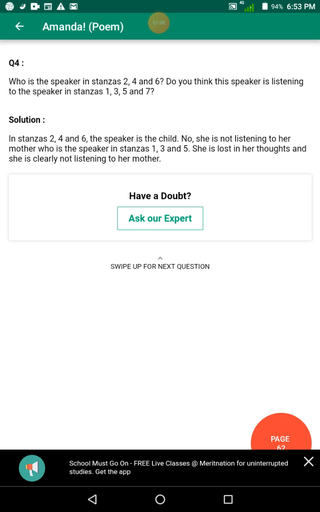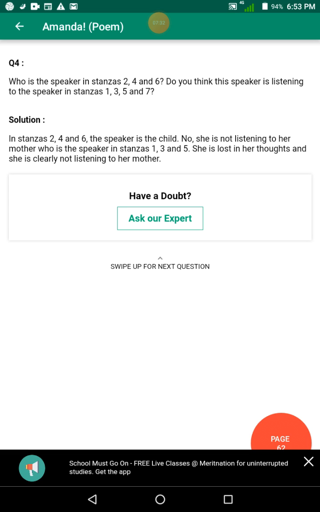Yes, in paragraph 246, the speaker is the child. Now, what is the listening here? Whether she is obeying what is said. Is she carrying out the instructions given by the mother? No, she is not listening to her mother, who is speaking in stanzas 1, 3 and 5. She is in her thoughts and she is clearly not listening.